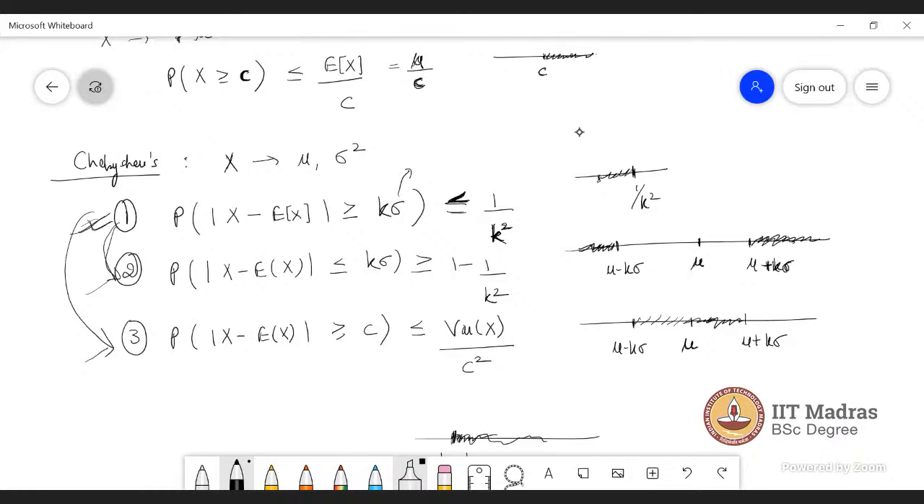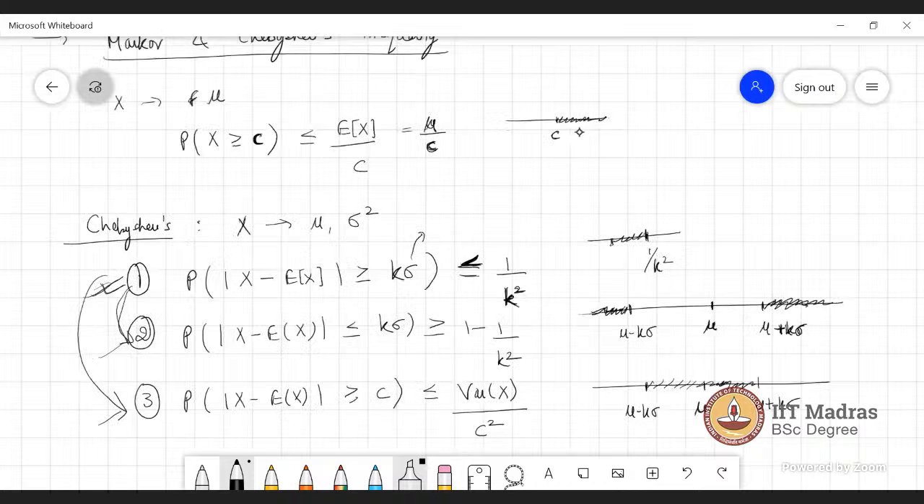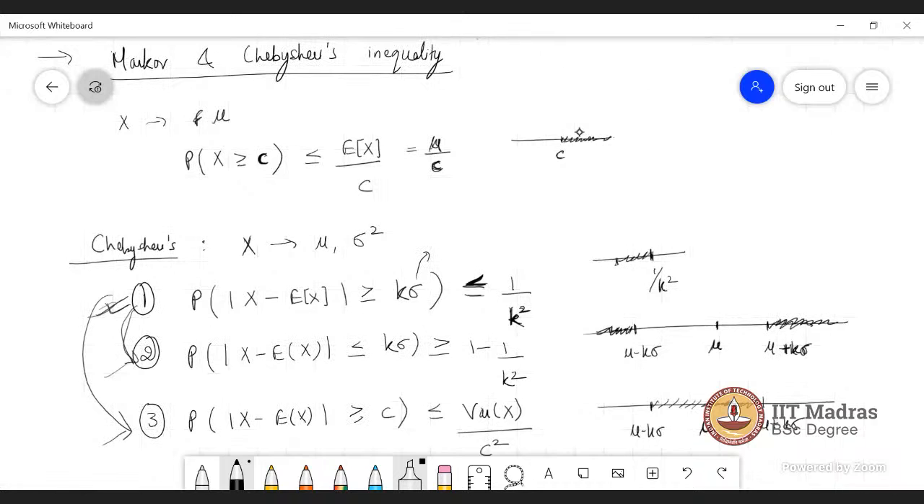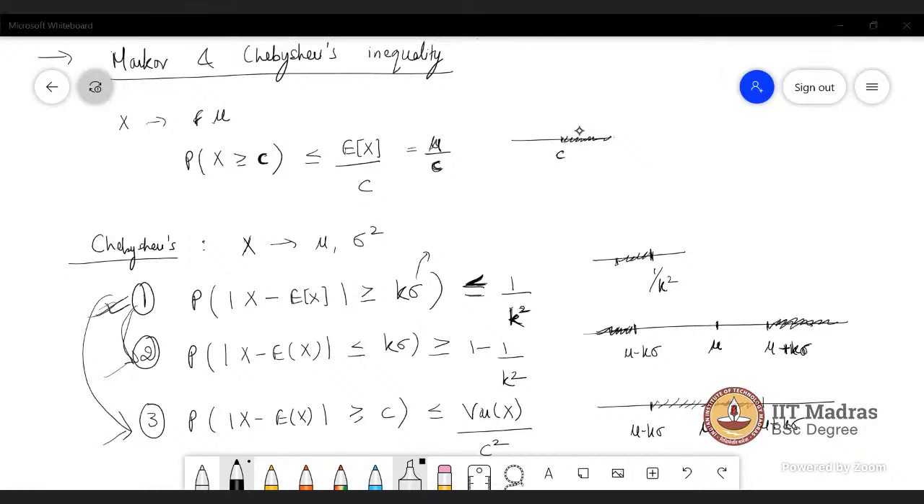Whenever it asks you to find the bound, if you only know the mean, then Markov inequality will be better, because you don't know the variance here. So that's one indicator. It is always mentioned in the problem, but if it is not mentioned and you just know the mean of the distribution, then use Markov.